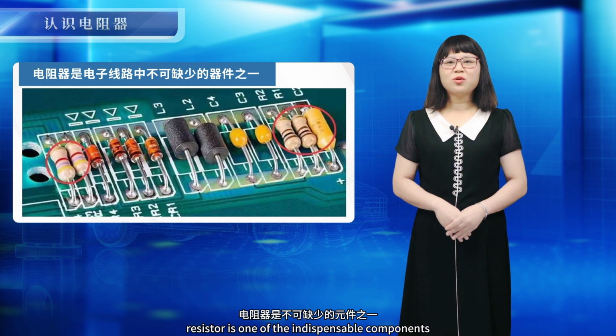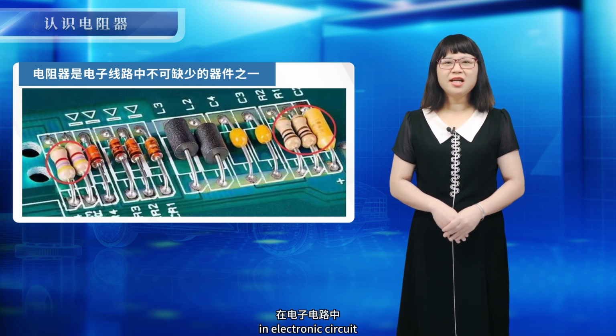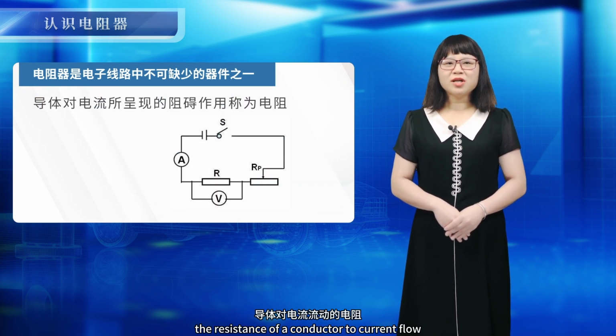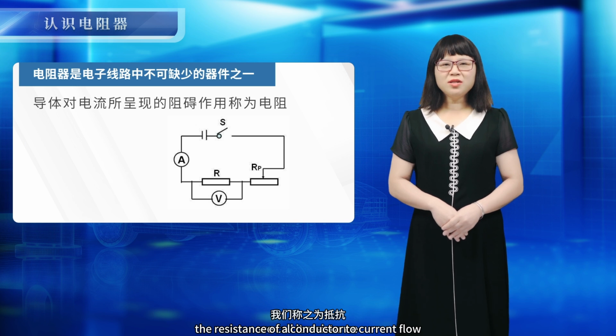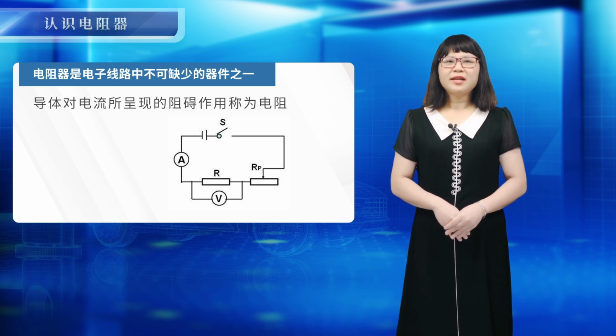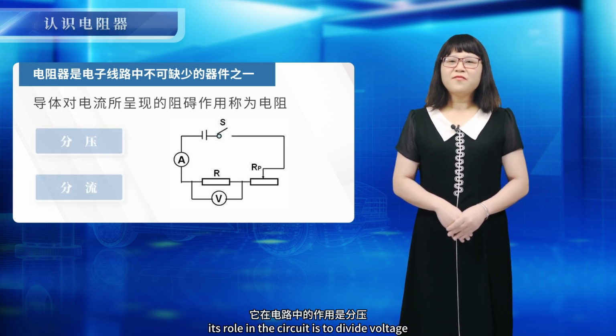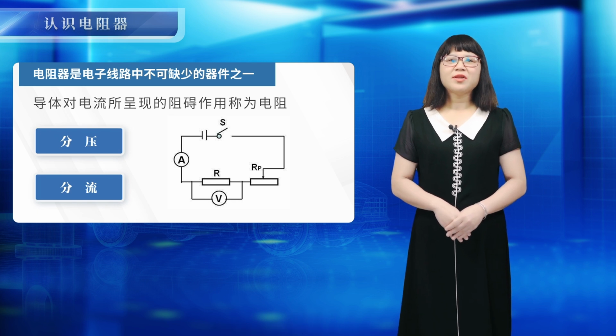The resistor is one of the indispensable components in an electronic circuit. The resistance of a conductor to current flow, we call it resistance. Its role in the circuit is to divide voltage and current.